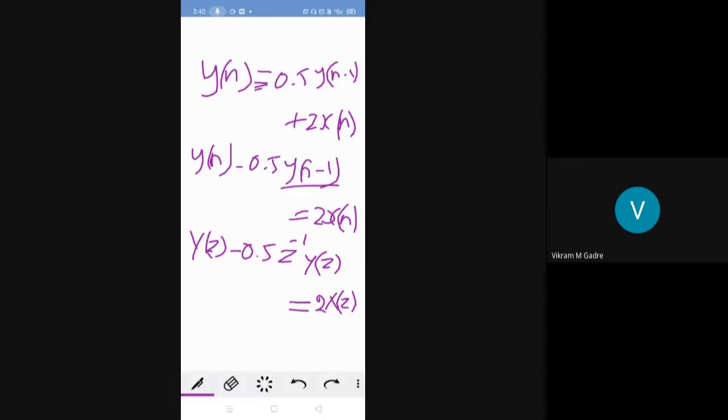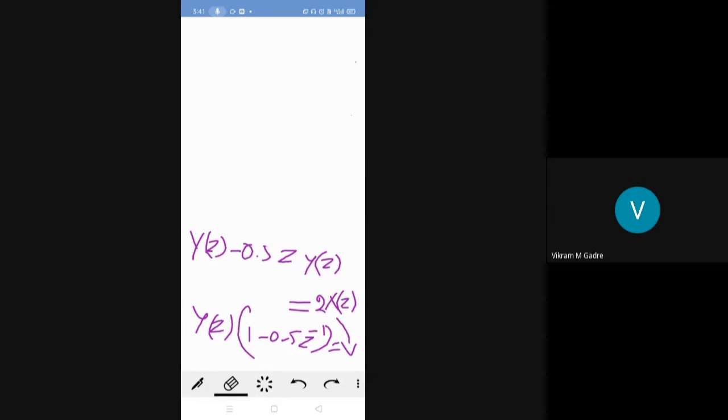So now we need h of z is equal to y of z by x of z. So we have to take all the y of z common. So y of z times 1 minus 0.5 z inverse is equal to 2 x of z. Very good. From this y of z by x of z, we can get 2 by 1 minus 0.5 z inverse. Very nice. Then I'm moving to the next one.